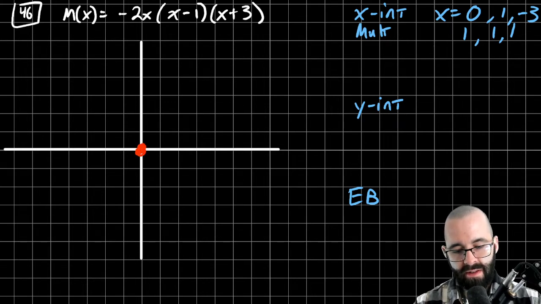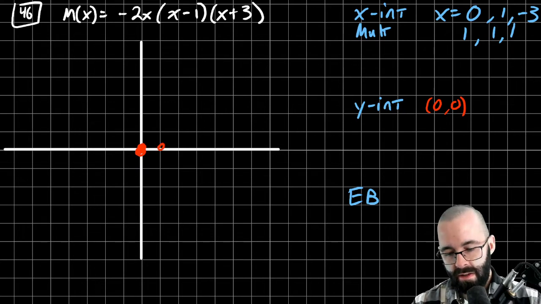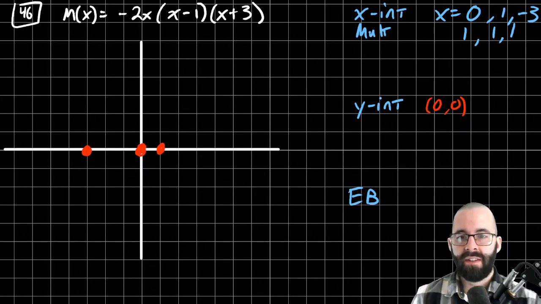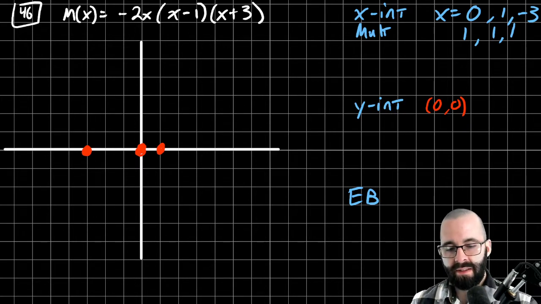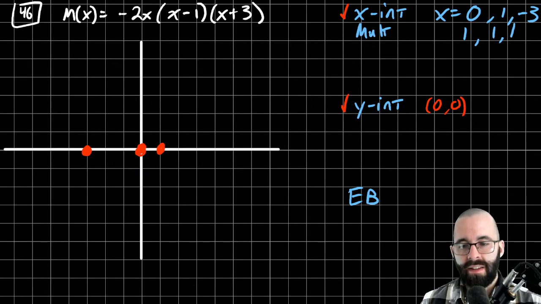X equals 0. Oh, we already know our y-intercept, right? The y-intercept has to also be at 0, 0. And x equals 1. And x equals negative 3. Well, the only thing that's left is the end behavior, and then incorporate the multiplicities. Again, we've incorporated this. We've incorporated this.